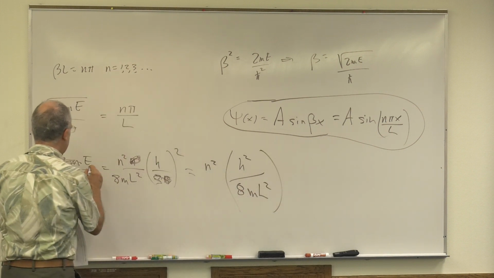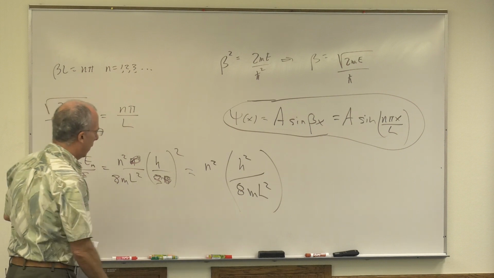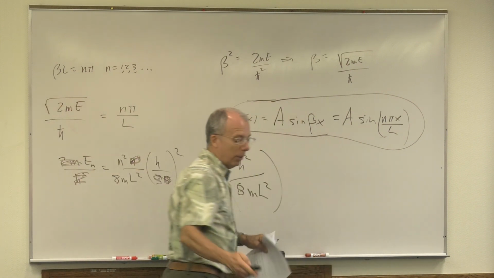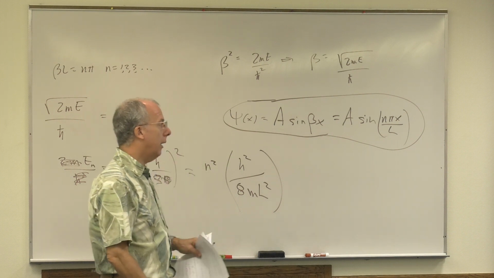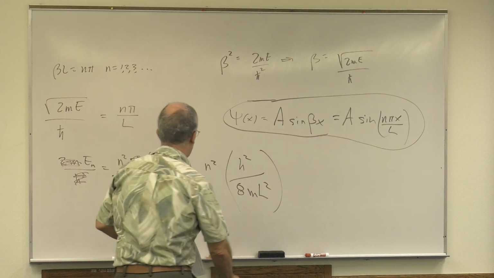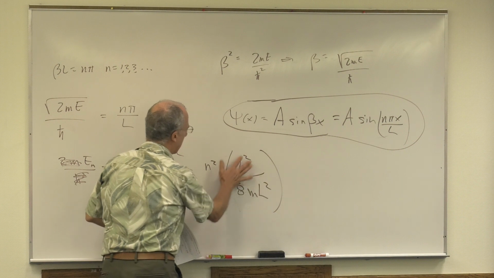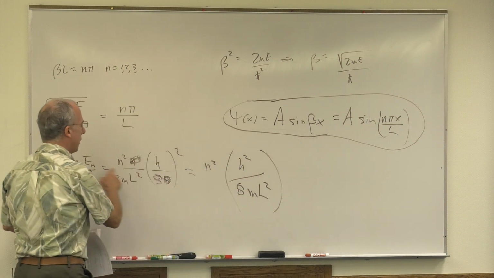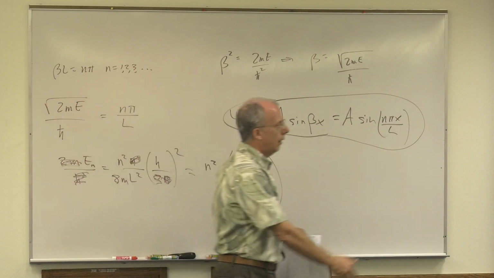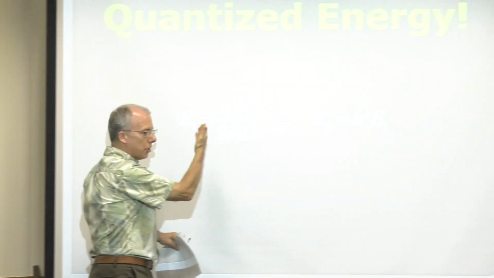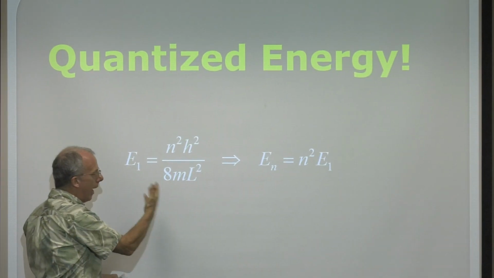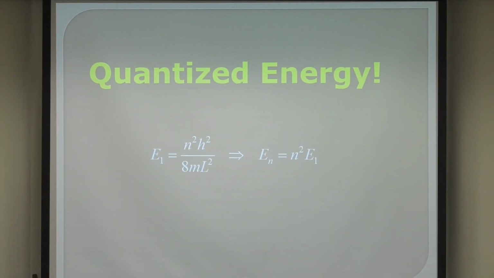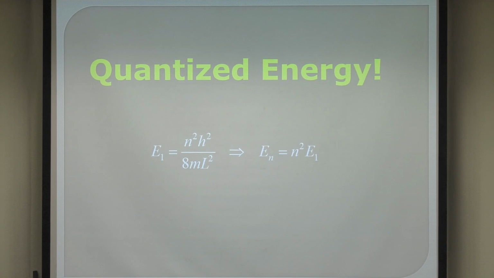So that's E, call it En. So wow, what did we just do? We just quantized energy again, right? Okay, so if we call this E1, h squared over 8mL squared, then E is equal to n squared times that. So once again, only certain values of energy are allowed. We quantized energy. Now, where have you seen that equation before?